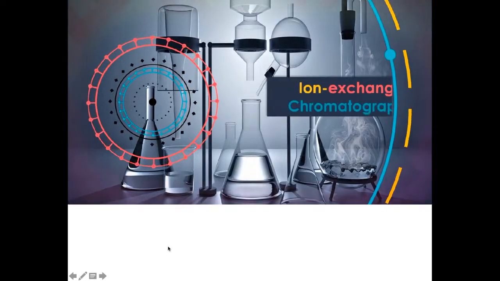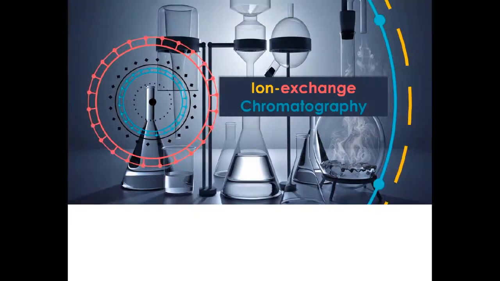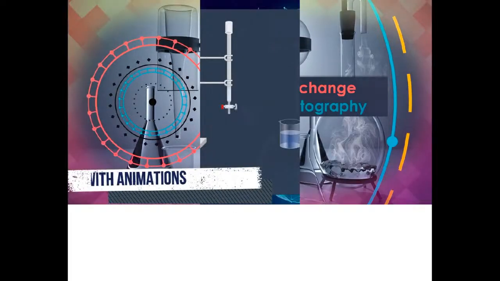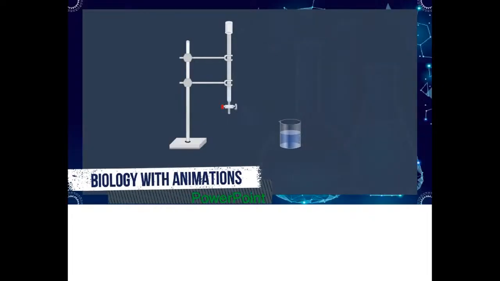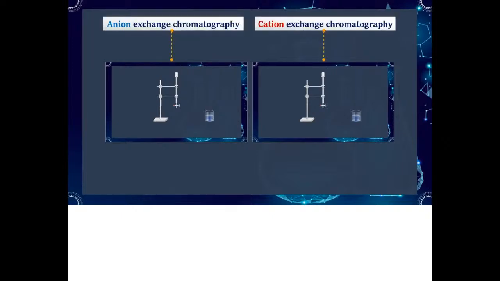Ion exchange chromatography is a chromatography process that allows the separation of ions and polar molecules based on their charge. As with other forms of chromatography, in ion chromatography there is a mobile phase, which generally consists of a buffer solution, and there is a stationary phase, which consists of a matrix that contains charged ionizable functional groups. This type of chromatography is subdivided into anion exchange chromatography and cation exchange chromatography.